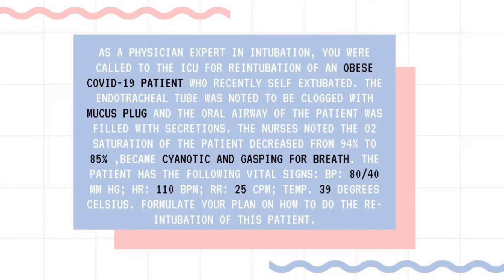The patient has the following vital signs: hypotensive at 80/40 mmHg, tachycardic at 110 beats per minute, tachypneic at 25 cycles per minute, and hyperthermic at 39 degrees centigrade.